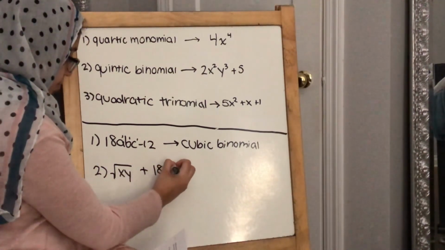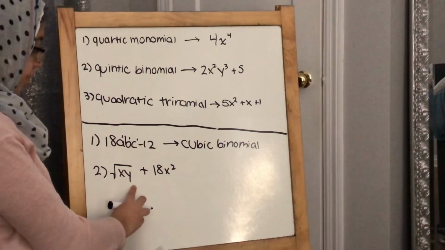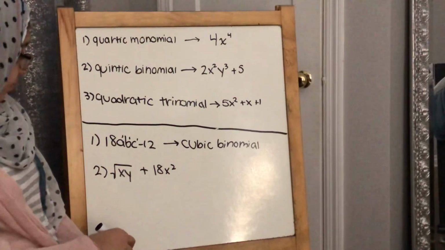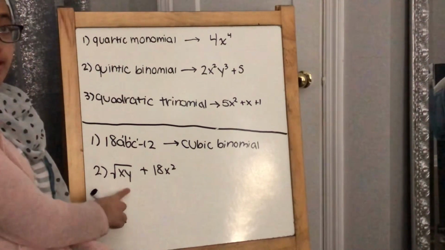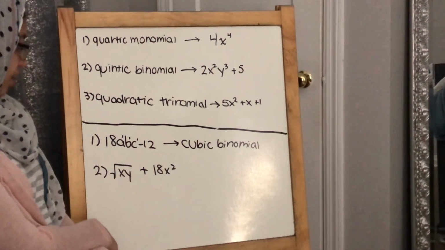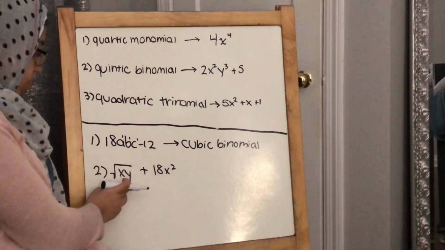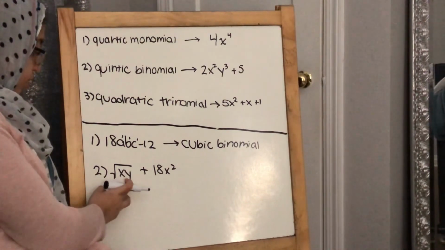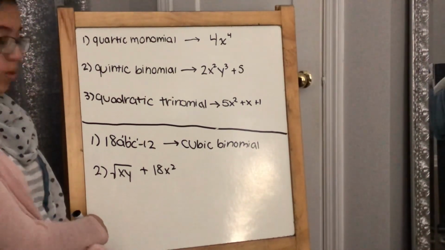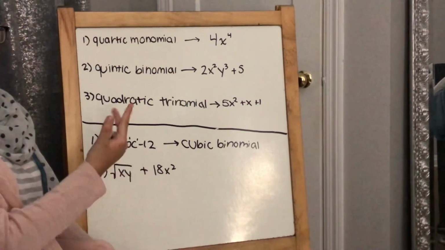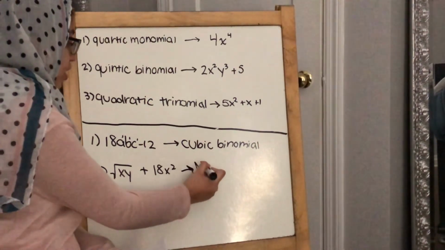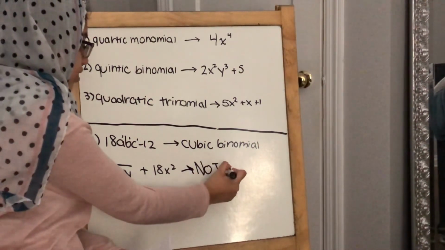The next example is the square root of xy plus 18x squared. First of all, we know that this is not a polynomial, so there's nothing that we need to classify. And the reason why it's not a polynomial is because of this. The square root is being taken of variables, and we know that a polynomial only involves addition, subtraction, and multiplication, not square root. So this is not a polynomial.